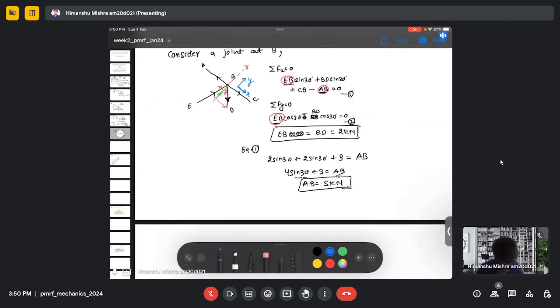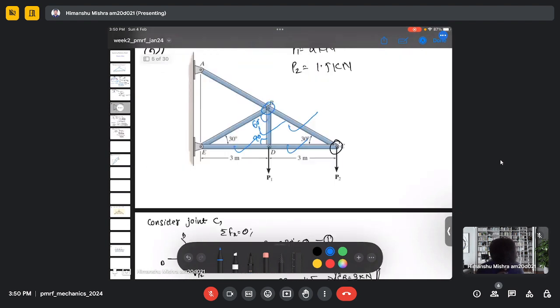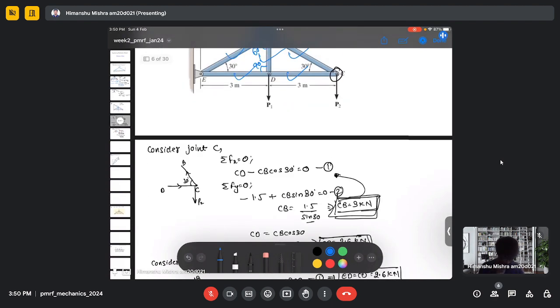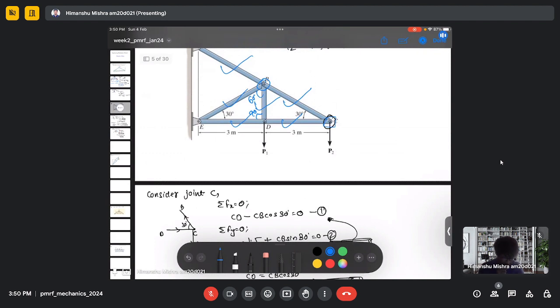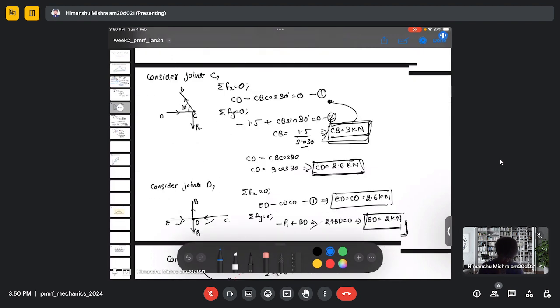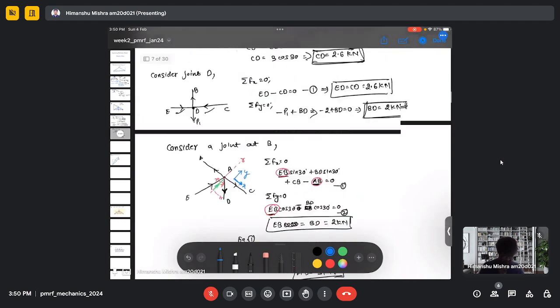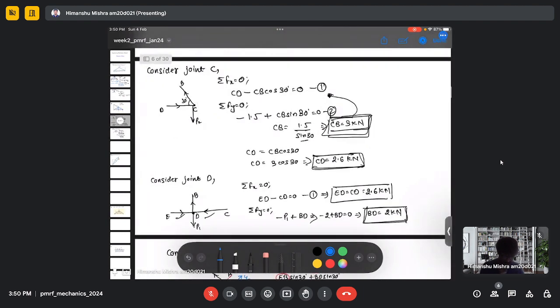So we found the force AB and EB. So we have found forces in all the members by using the method of joints. First we consider different joints here. First we considered C and then D and then B, and we use the force balance in all these joints to calculate the forces here. So it's pretty much straightforward. It's just a little time consuming. So any doubt here?